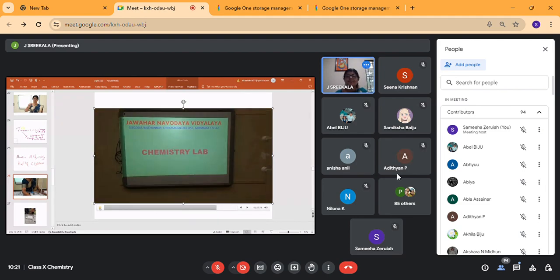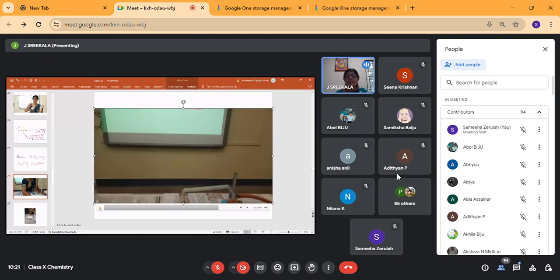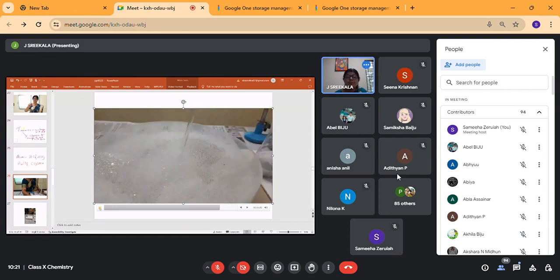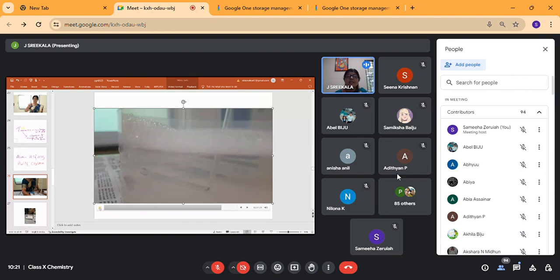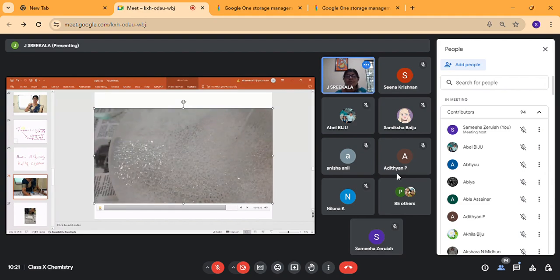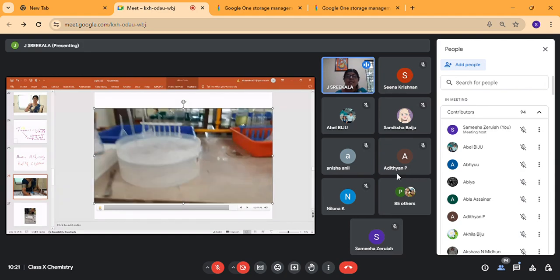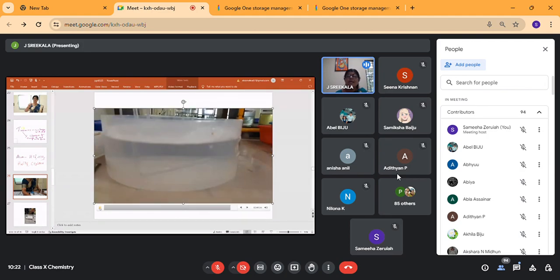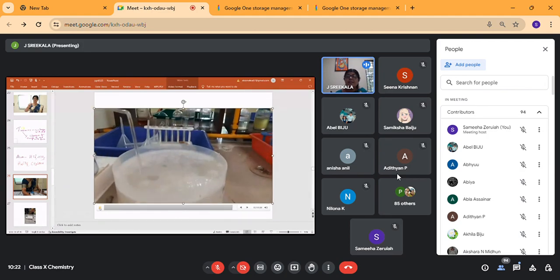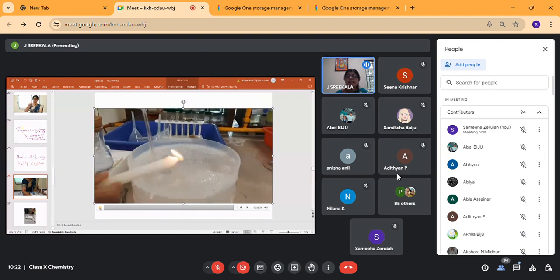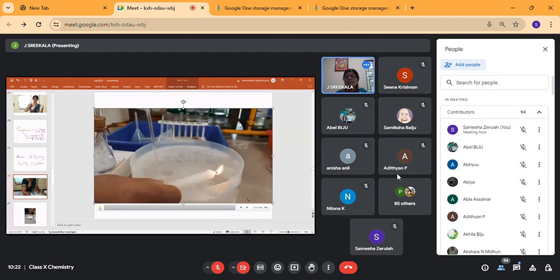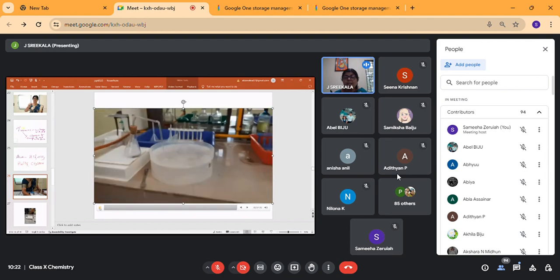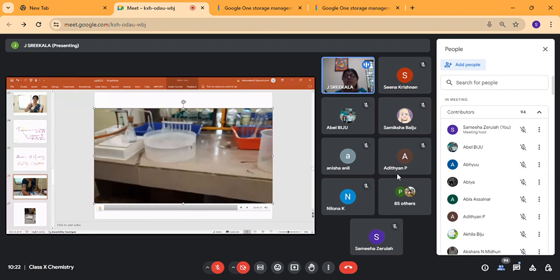It is the chemistry lab of JNV Chikmagalur. Now you see the gas getting accumulated. I was waiting for this gas to accumulate, then only there will be that pop sound. Now I have lighted a candle. Oh, the sound may not be there. Anyway, you have seen it has extinguished.